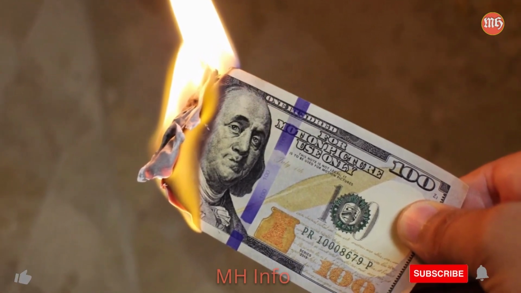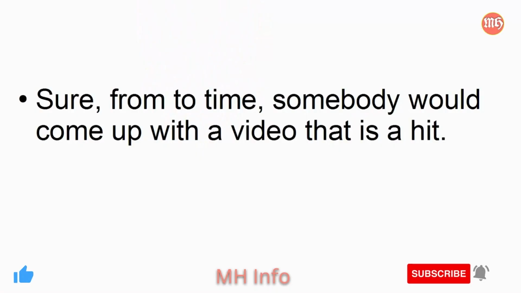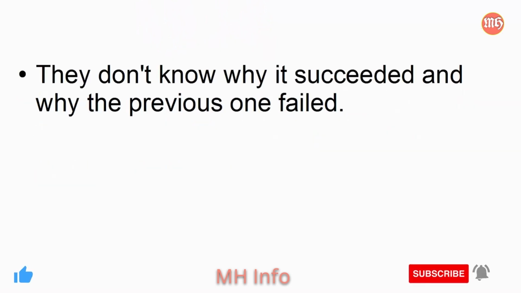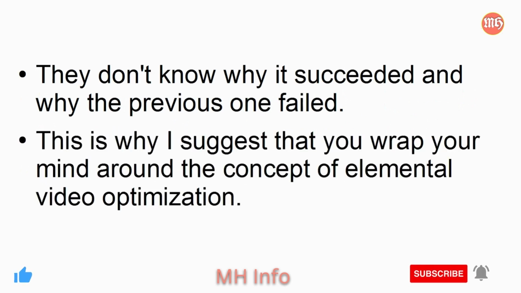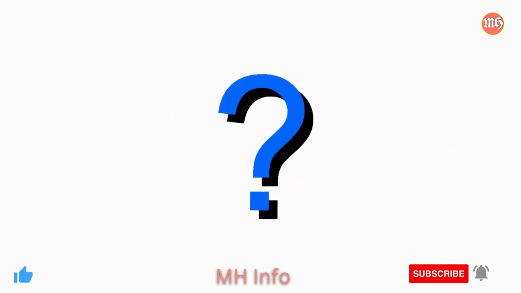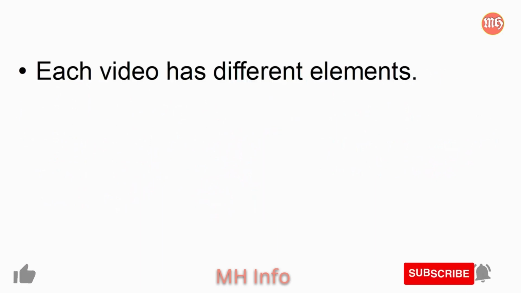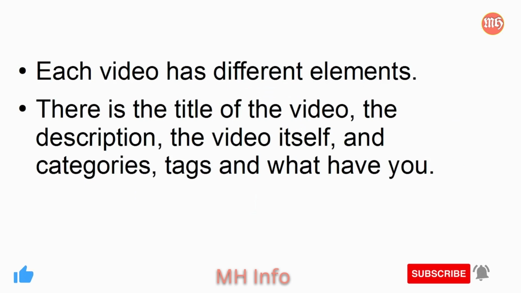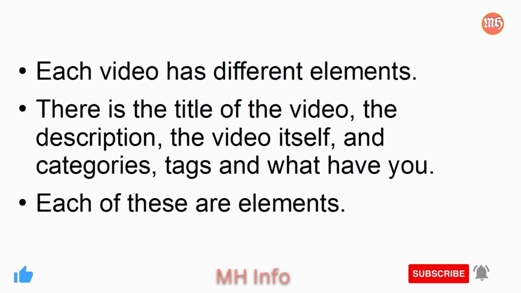They burn down the whole video. They replace it with another video. Sure, from time to time, somebody would come up with a video that was a hit. But here's the problem. They don't know why it succeeded and why the previous one failed. This is why I suggest that you wrap your mind around the concept of elemental video optimization. I know that's a fancy term, but all it means is that instead of overhauling your video all at once, do it piecemeal. How do you know which part to change? It's very simple. Each video has different elements. There's the title of the video, the description, the video itself, and categories, tags, and what have you. Each of these are elements.